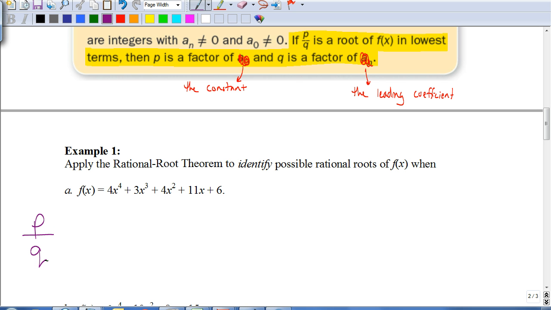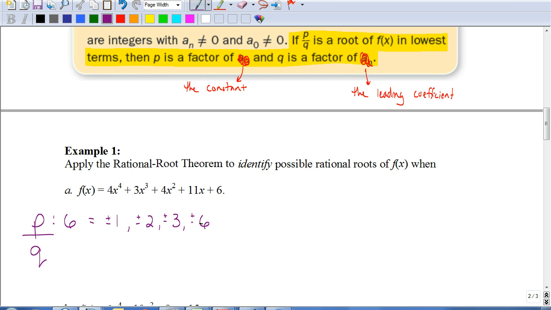Remember, p is the factor of the constant. So our constant in this case is 6. So we want to list out all the possible factors of 6. Well, we would have 1, 2, 3, and 6, because 1 times 6 is 6, 2 times 3 is 6, but we have more. We could have a negative 1 and a negative 6. I could have a negative 2 and a negative 3. So the way that we write this is plus or minus 1, plus or minus 2, plus or minus 3, plus or minus 6.